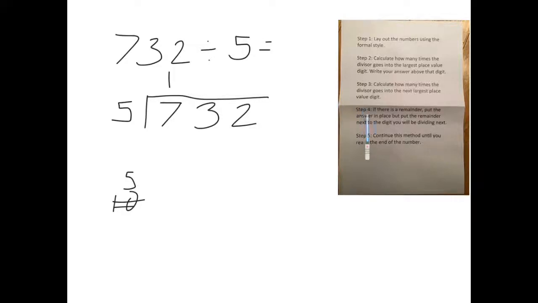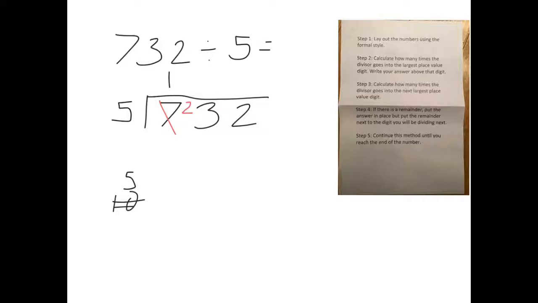Now, you'll notice in step 4 it says, if there is a remainder, which there is because we've only got 5, we put the answer in place, which we have, which is the 1, but put the remainder next to the digit you'll be dividing next. So we'll be dividing the 3 next, and we have a remainder. How much do we have left over? Well, 5 times 1 is 5. Well, we've got 6, 7, which means we've got 2 remainder. So we'll just cross out that 7. We're done with that. So we'll go on to the next number here.